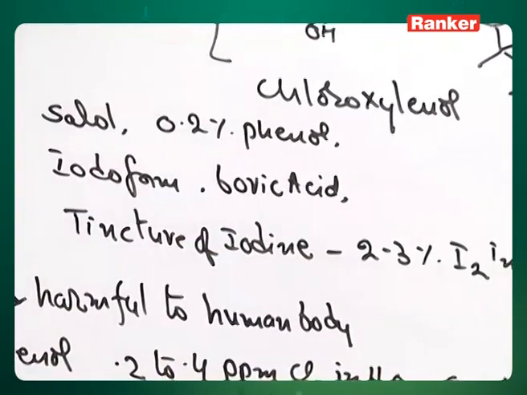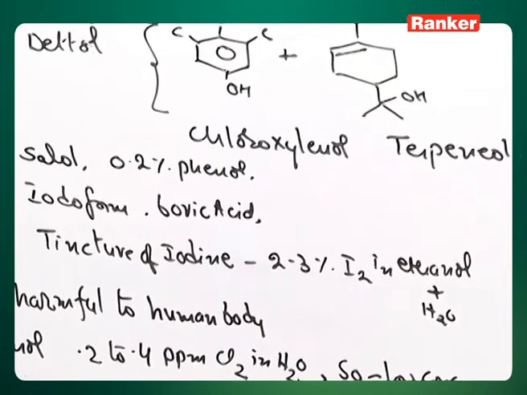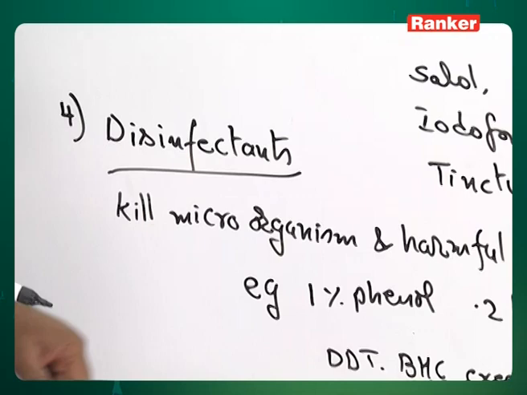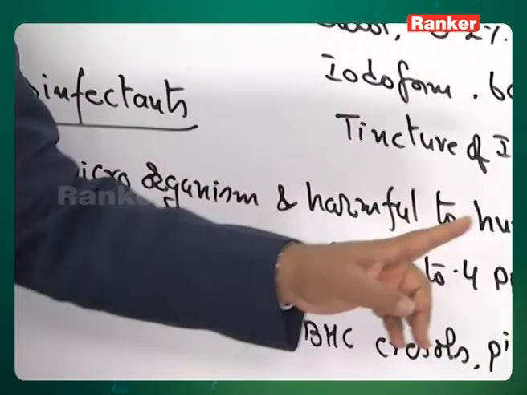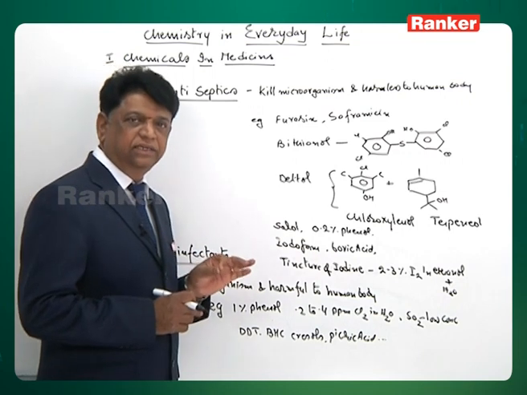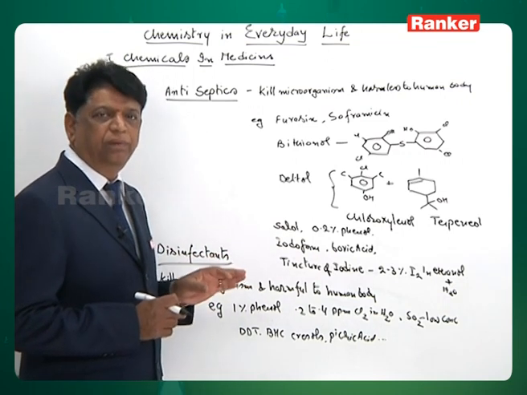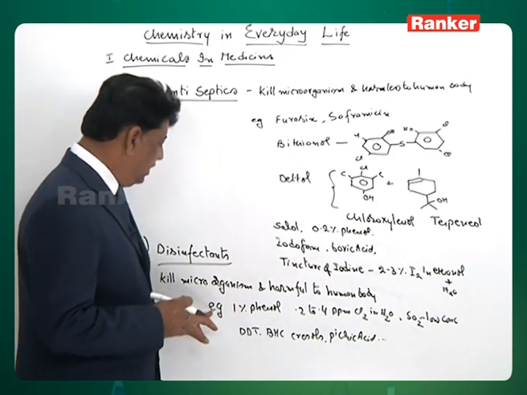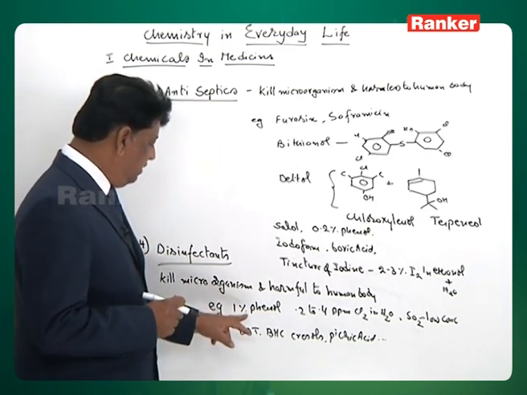These are all the first class of the medicines. But in the second class, disinfectants, they kill the microorganism and are harmful to the human body. That means our human cells also, if the concentration is higher, will be adversely affected. So, they must be used very carefully.